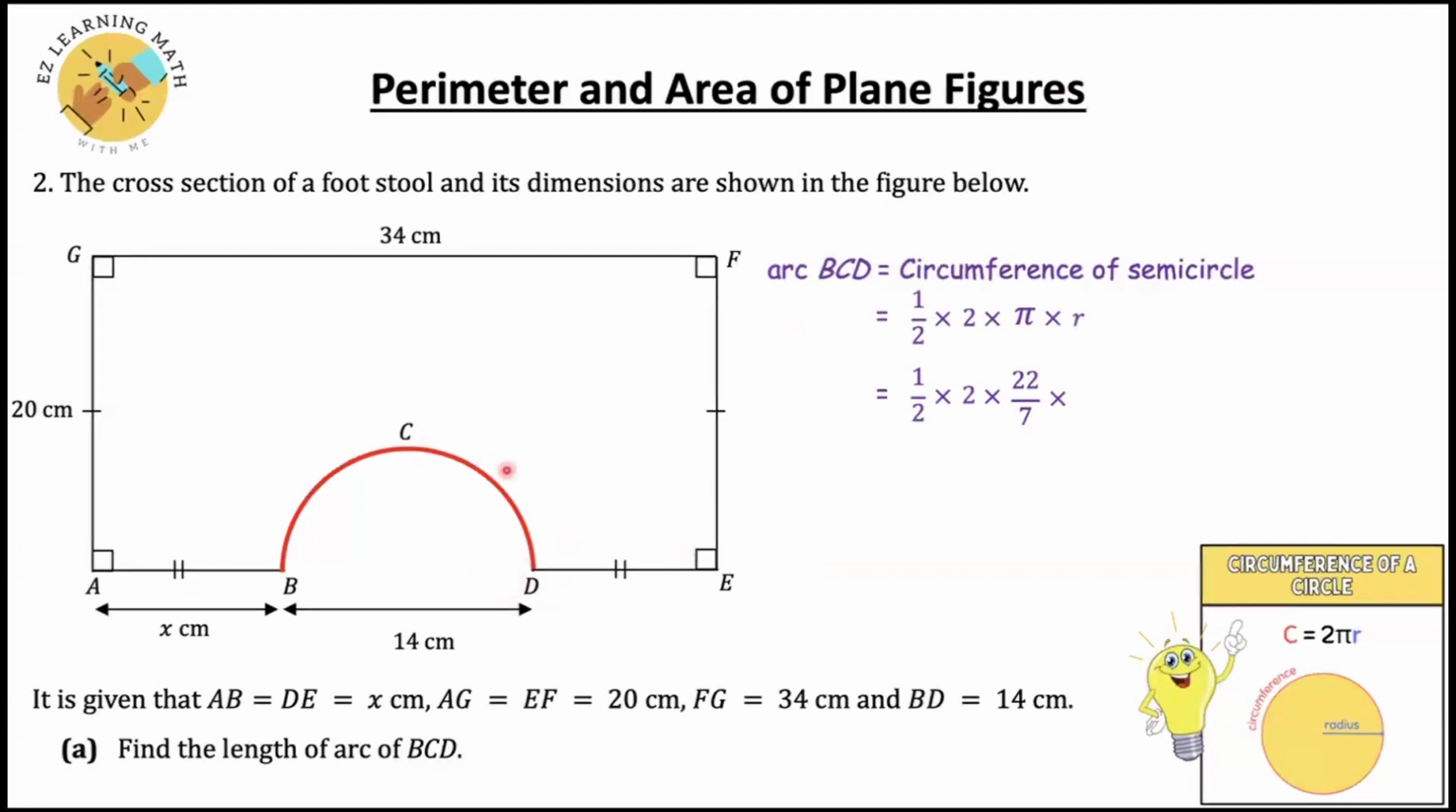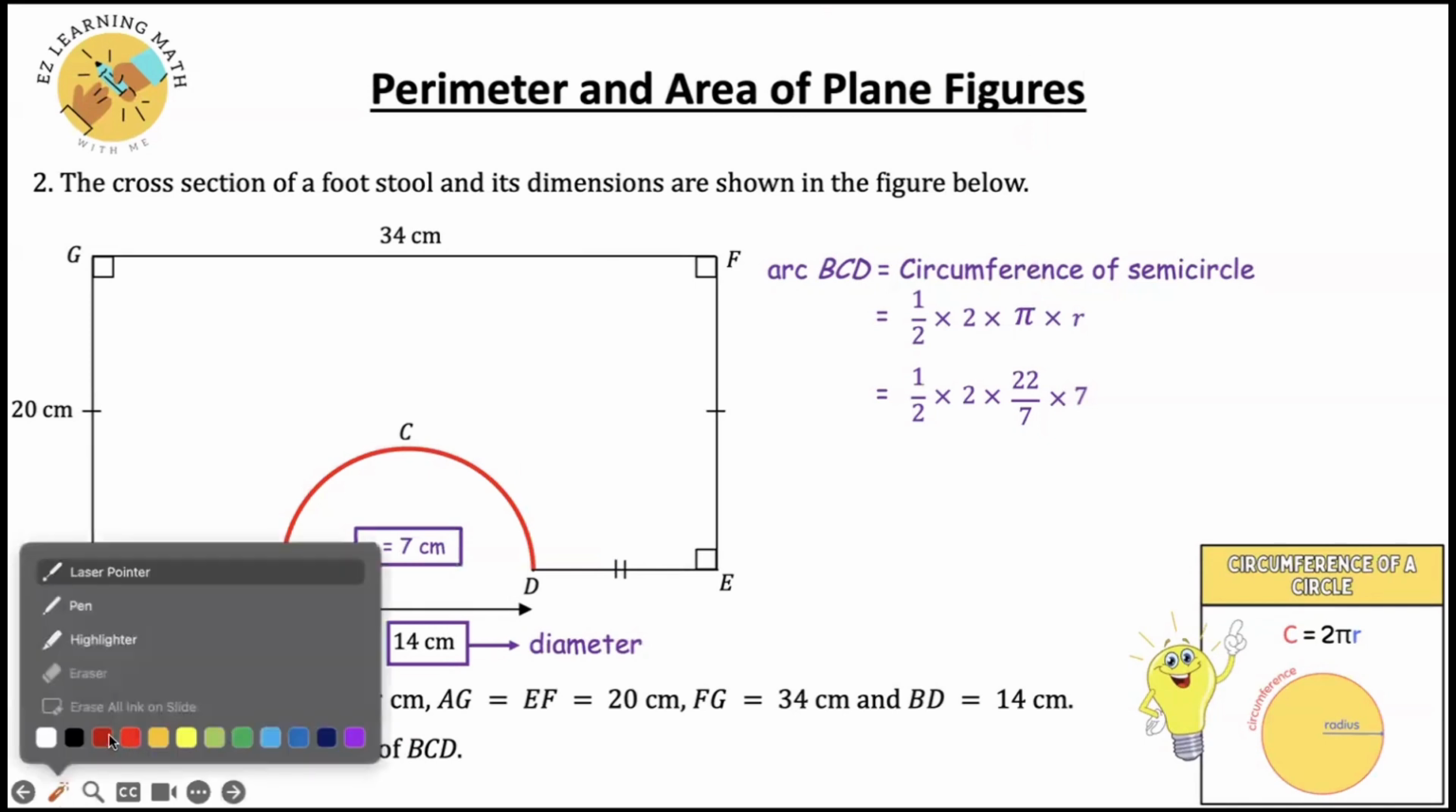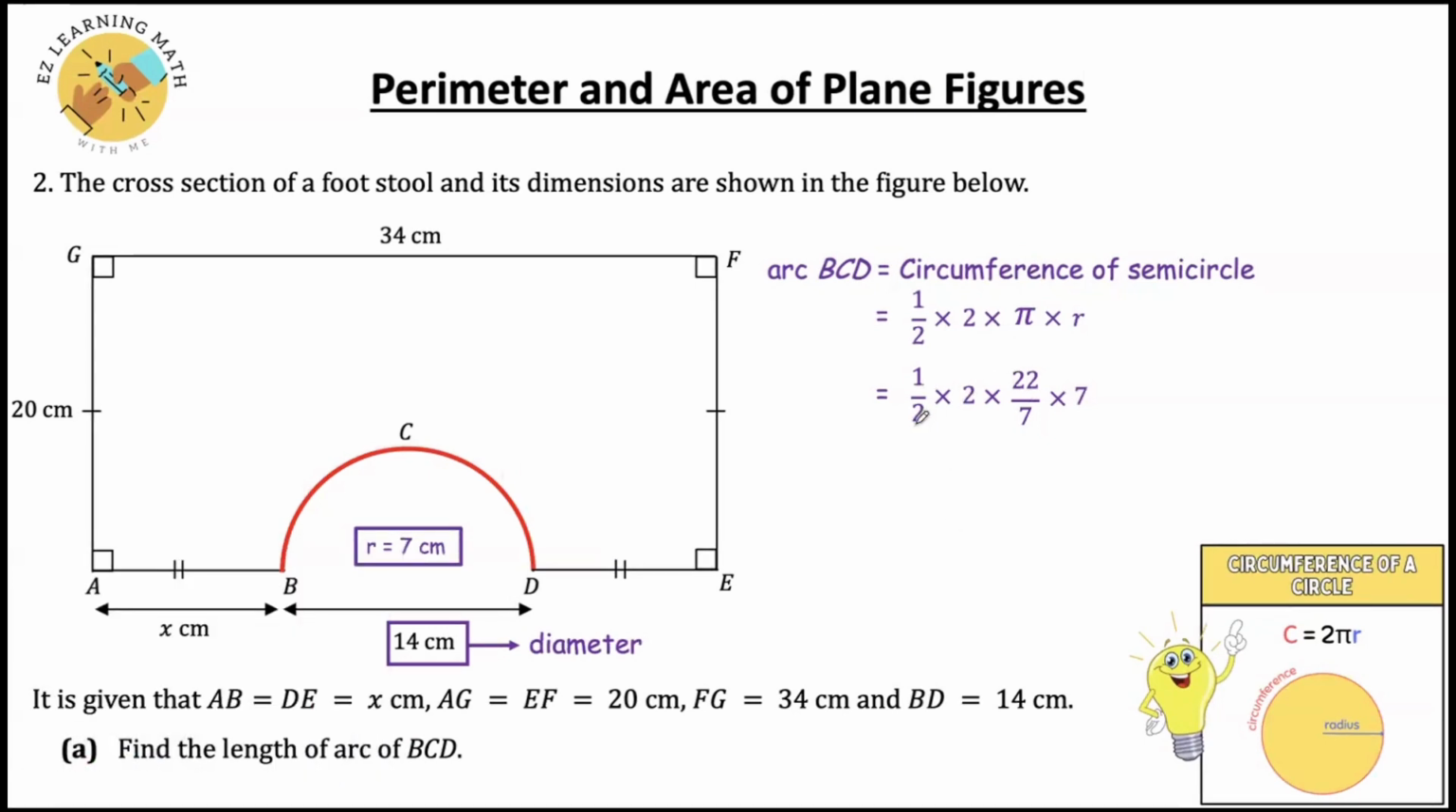How about radius? From the figure we can see that 14 is the diameter. So radius is 14 divided by 2, which is equal to 7 centimeters. Okay, now let's simplify. So we divide both 2 by 2 and we get 1. And we divide 7 and 7 by 7, also 1. So the length of arc BCD is 22 centimeter.